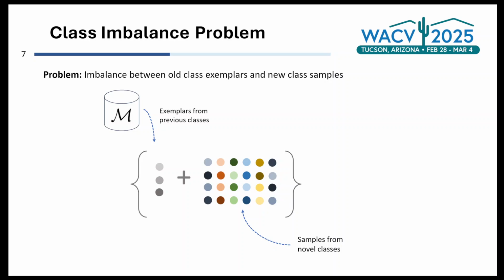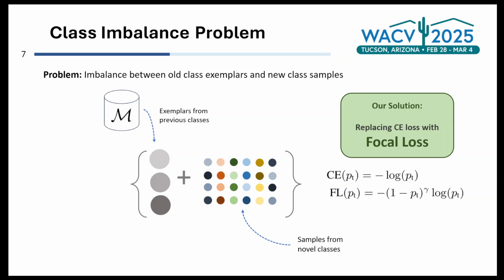Now, let's talk about another big challenge in continual learning, the class imbalance problem. This happens because as the model moves to new learning stages, we can only store a small number of exemplars from previous classes. Meanwhile, we have a much larger amount of samples from the new classes. So as a result, the training data becomes imbalanced, leading to the model overfitting to the new classes and forgetting older ones.